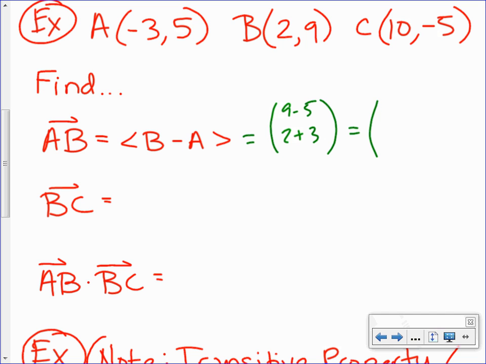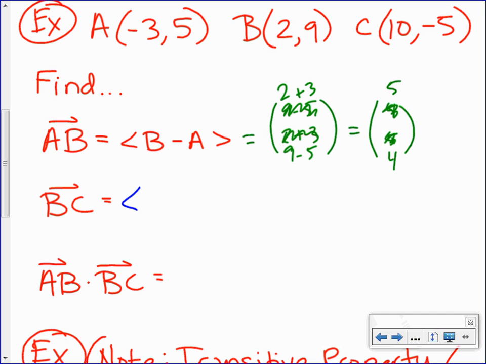Here we go. What do we got? 4 and 5. Awesome. BC. Did I mess up? Sorry. It's 5 and 4. 2 plus 3. My bad. Horizontal, then vertical. 9 minus 5, so this should be a 5, and this should be a 4. You are right.